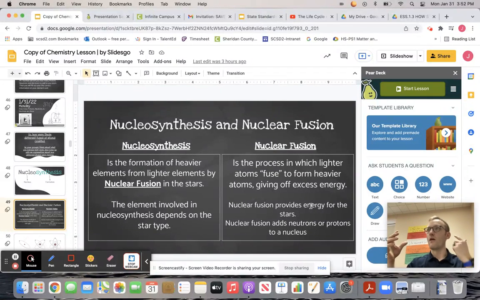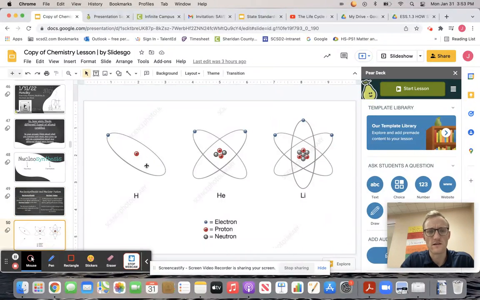So we think of our sun as a star, and it gives us a lot of energy. That nuclear fusion powers that, so that provides the energy. And we're just adding protons and neutrons into a nucleus until we get bigger ones. Again, make sure you have this written down in your notes. That's really important. So we can kind of see this here, right?